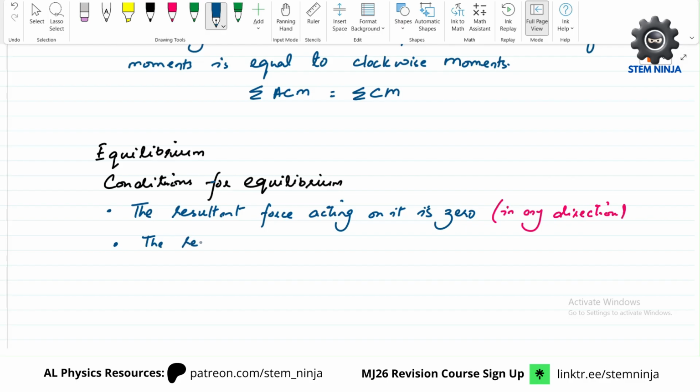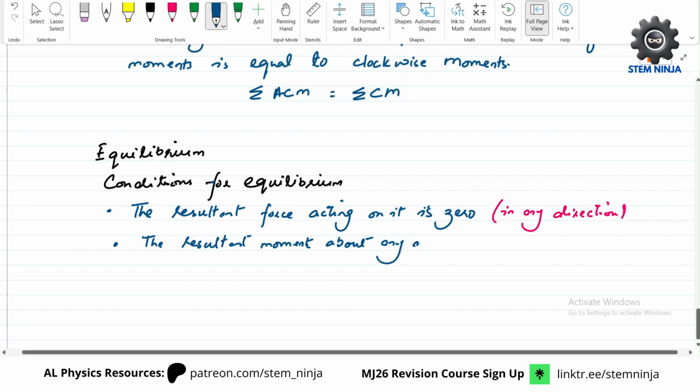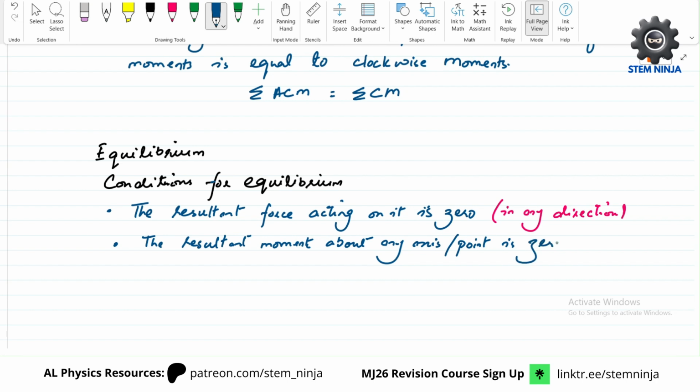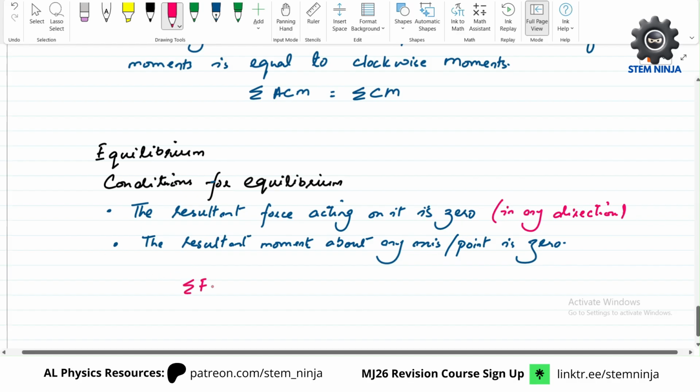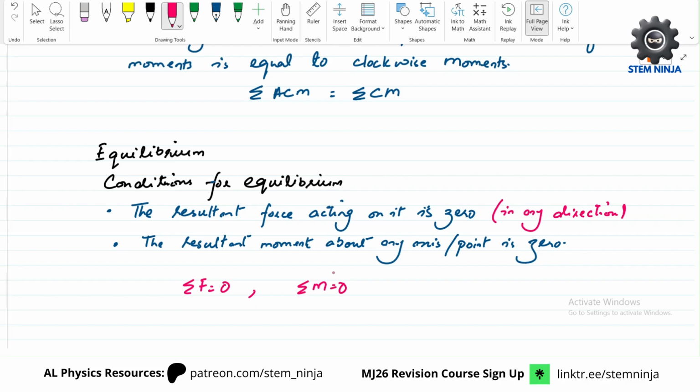the resultant moment, you could also say the algebraic sum of moments about any axis or point, is zero. So these are the conditions for equilibrium. The first one is that the sum of forces is zero, and the second means the sum of moments is zero. So when these conditions are met, the body will be in equilibrium.